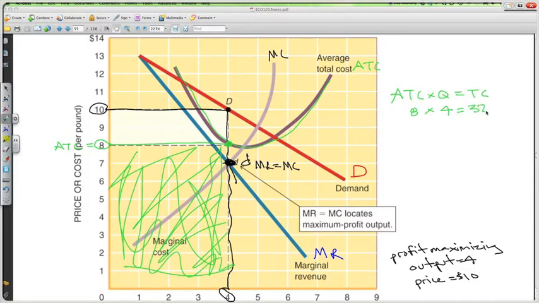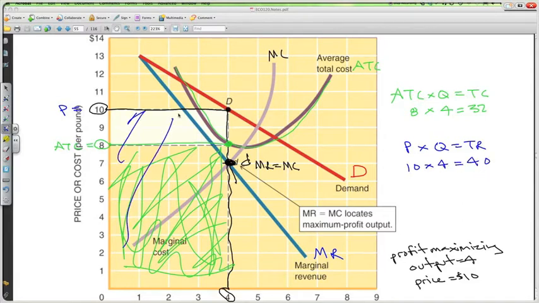That will equal 32. To get total revenue, we take price times quantity. So here we know price is equal to 10. We know we have a quantity of 4. So we know our total revenue is going to be 40. And that is this entire box here.